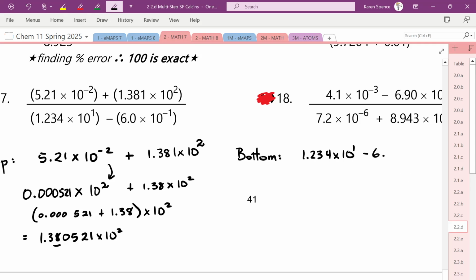Did I do it wrong? Uh-oh, where did I go wrong? For the second line, it is 1.381, and I forgot the 1.381. Thank you. There we go. That's better.